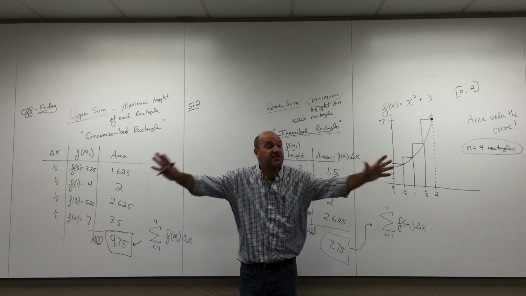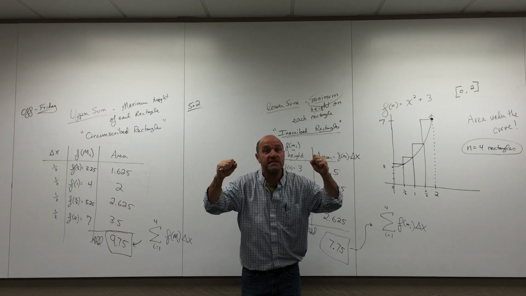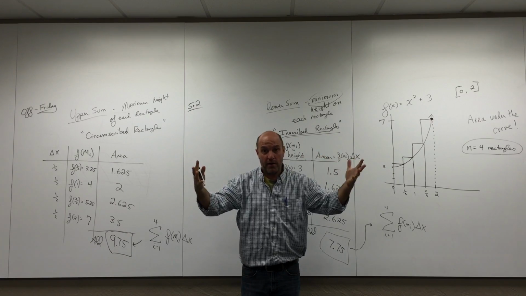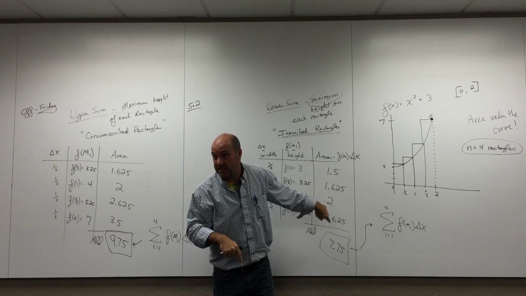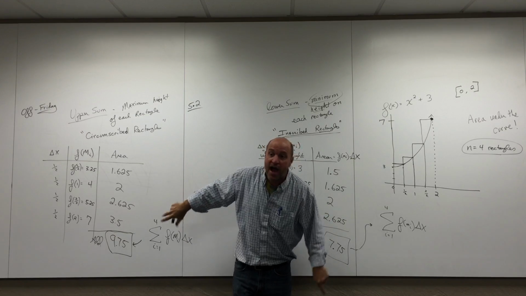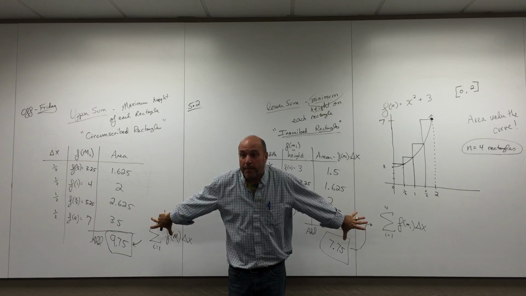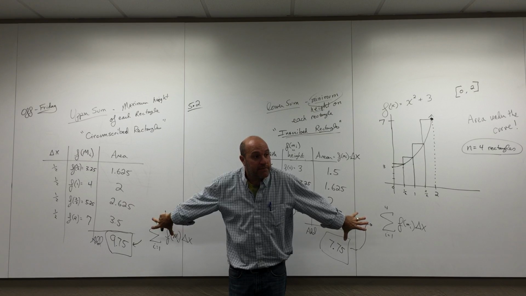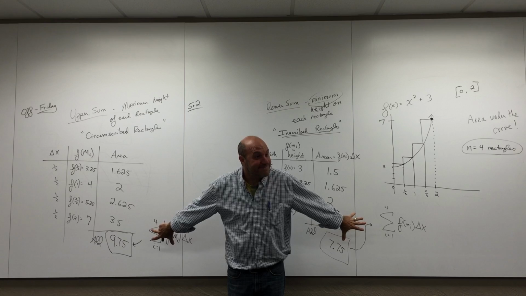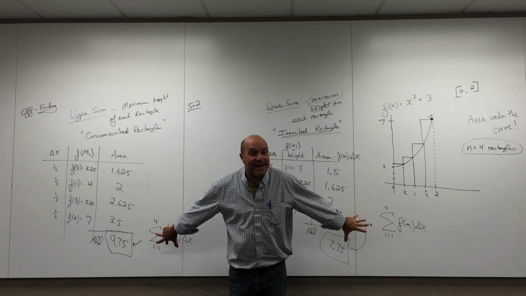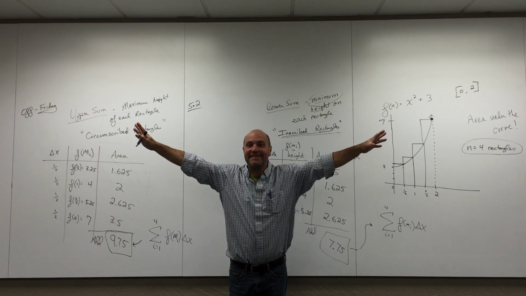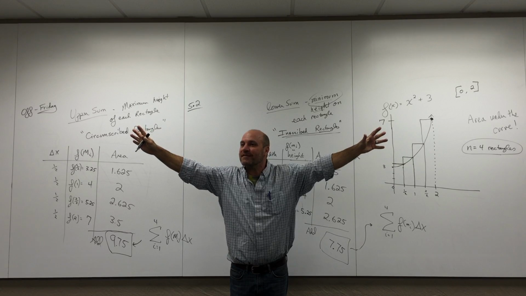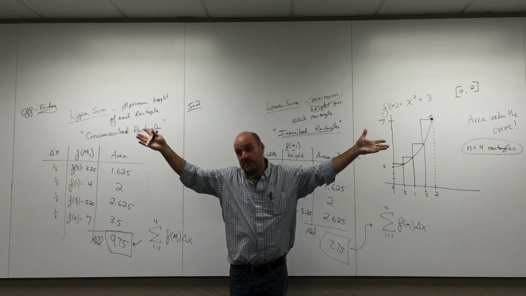I'm saying let's start over, and can we do this better? Can we make a better underestimate, or can we make a better overestimate? How can we make these better, more accurate? Having more rectangles inside? Do more rectangles, so have a smaller width. Do more rectangles. It's a pain, right?